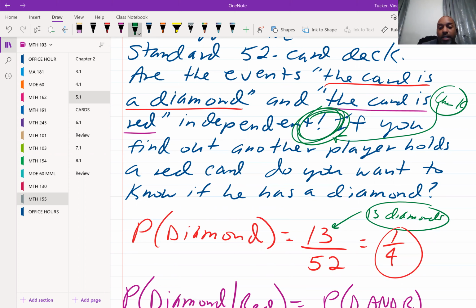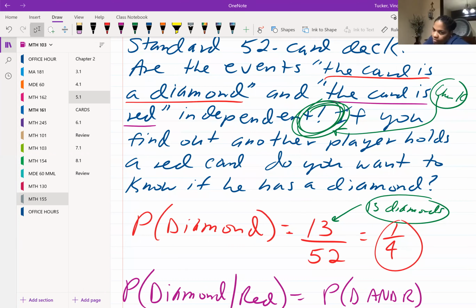So the probability of getting a diamond is 13 over 52 because it's 13 diamonds in the deck, 52 cards in the deck. And so that probability is 1 over 4.